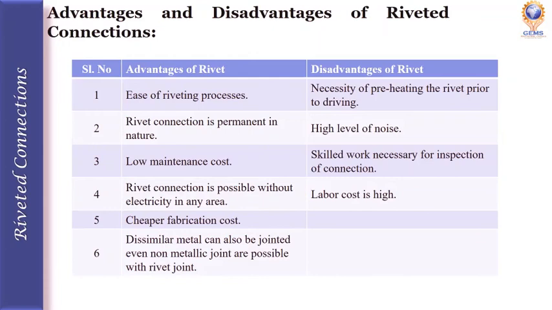Next topic is advantages and disadvantages of riveted connection. The advantages of riveted connection: the process of riveting is very easy. Second point, it isn't permanent in nature and it has very low maintenance cost. Riveted connection is possible without electricity in any area, and fabrication cost is cheaper. Any two dissimilar metals can also be joined. Even non-metallic joints are possible with riveted joints.